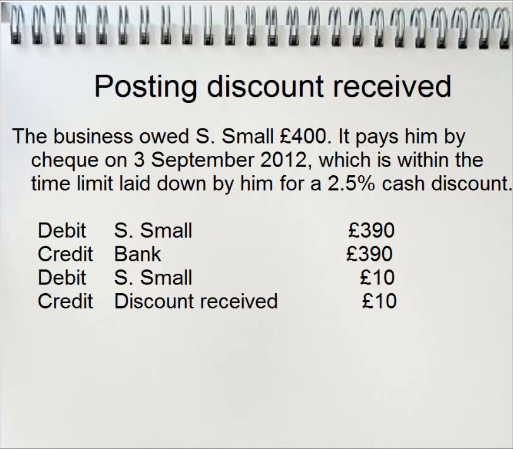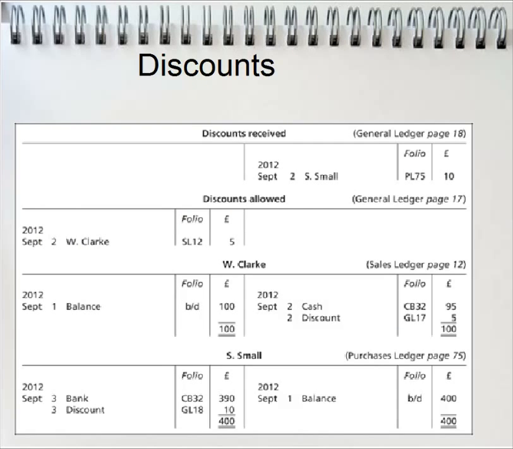Posting discount received. The business owed S. Small £400. It pays him by check on the 3rd of September 2012, which is within the time limit laid down by him for a 2.5% cash discount. Debit S. Small £390. Credit bank £390. Debit S. Small £10. Credit discount received £10.